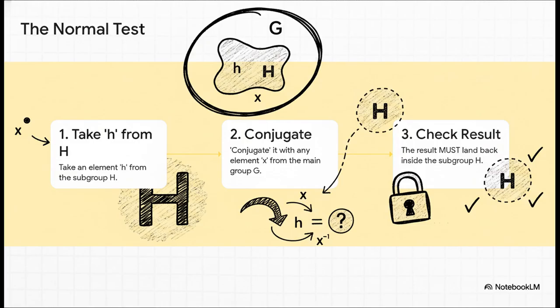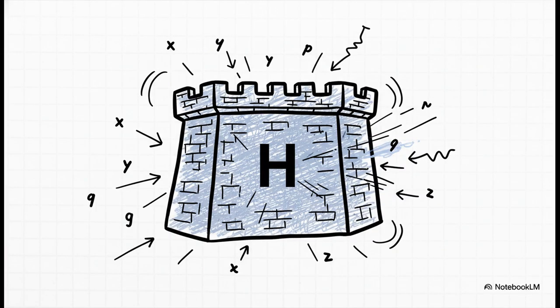Okay, let's walk through that. First, just grab any element H you want from inside your subgroup. Second, you do this thing called conjugation, which is really just a fancy way of saying you sandwich your H between some X from the bigger group and its inverse. And here's the magic part. No matter which X you pick from the entire group, the final answer you get has to be an element that's already inside H. It can't escape. So when you boil it all down, this test is all about stability. A normal subgroup is just so solid, so well structured, that it absorbs all these operations.